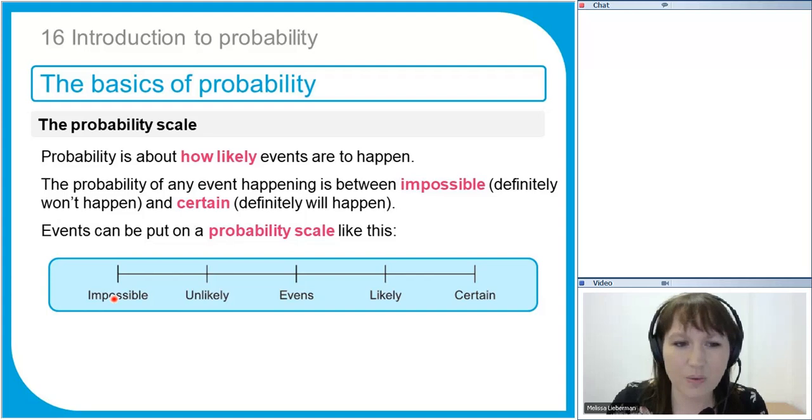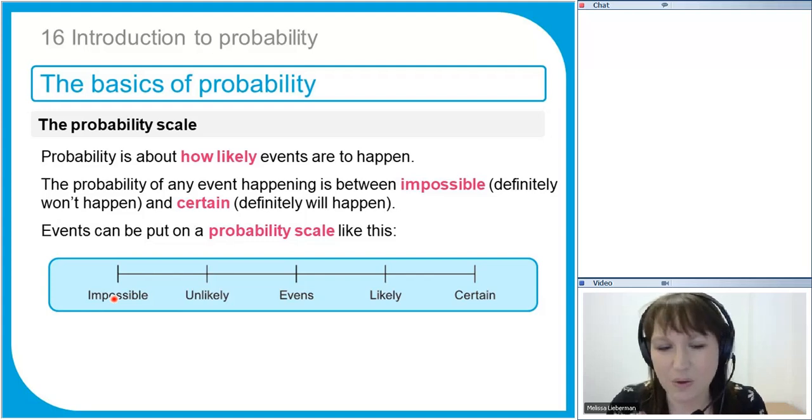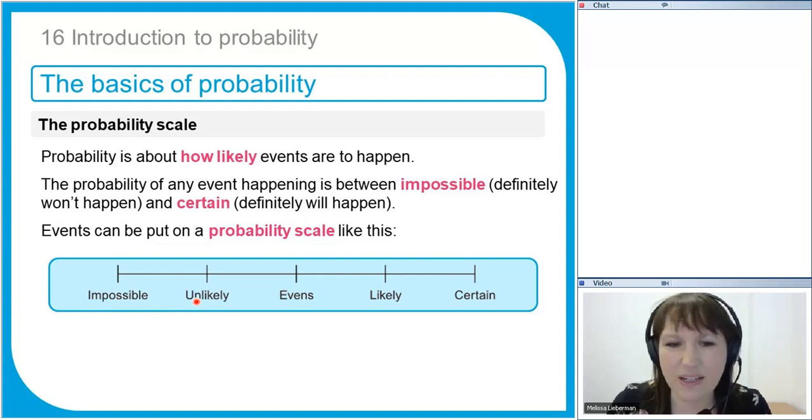So what's an example of an impossible event? An impossible event might be throwing a 6-sided dice and getting a 7. That would be impossible. And then we've got words like unlikely. So it could happen, but it's not very likely. Even is the word we would use to say it's equally likely. So if you throw a coin, assuming it's not going to land on its side, the chances of it being heads or tails would be even chance. You're equally likely to get heads or tails.